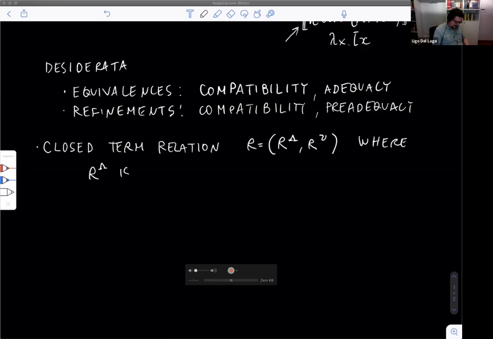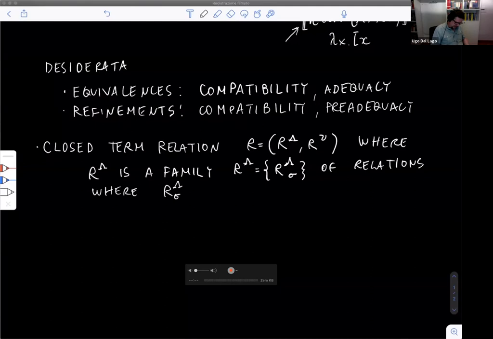where R lambda is a family of relations, where R is a relation between closed terms and itself. So each such relation is a relation between closed terms of the given type, and similarly for R. The only difference is that we talk about values and not about computations.